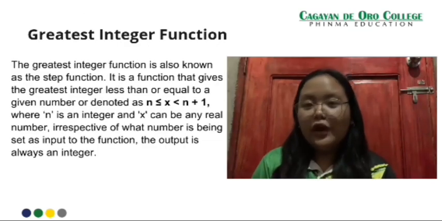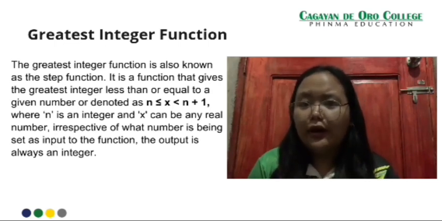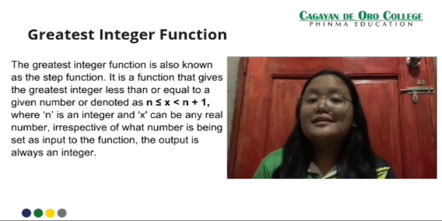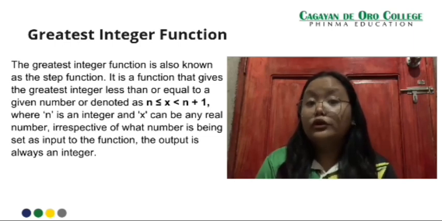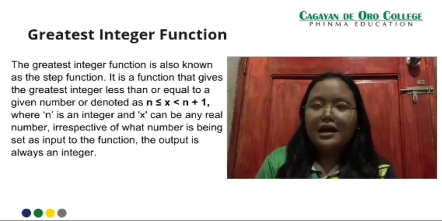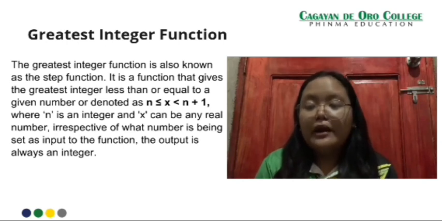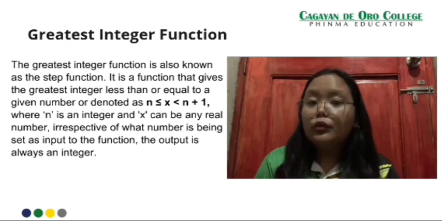Let's proceed to the greatest integer function. So, what is the greatest integer function? Anyone? Okay, so the greatest integer function is also known as the step function. It is a function that gives us the greatest integer less than or equal to a given number, denoted as n ≤ x < n + 1, where n is an integer and x can be any real number. Irrespective of what number is being set as input to the function, the output is always an integer.